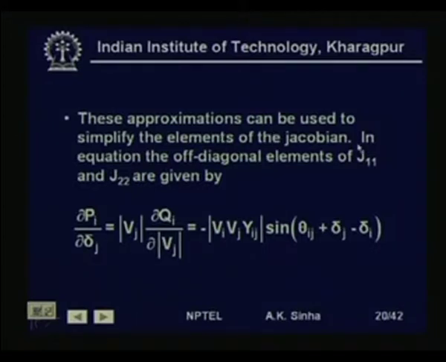Now, these approximations can be used to simplify the elements of the Jacobian matrix. In the equation, the off diagonal elements J 1 1 and J 2 2, that is J 1 and J 2, are given by del P i by del delta j equal to V j del Q i by del V j. This is equal to minus V i V j into Y ij sin(theta ij plus delta j minus delta i).